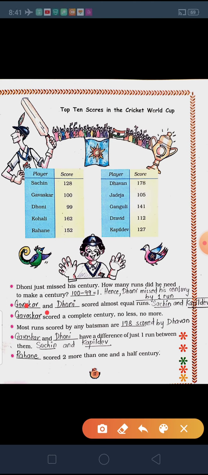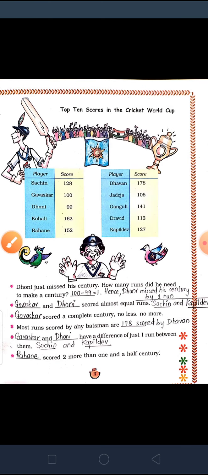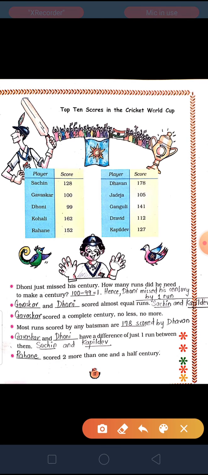Next is: dash and dash scored almost equal runs. Almost equal means nearly, they have a difference of 1 run. As you can see here, Gavaskar made 100 and Dhoni made 99. So they have only a difference of 1 run. So here we can write Gavaskar and Dhoni, and one more answer is suitable. Which one? You can see Sachin and Kapil Dev. Sachin made 128 runs and Kapil Dev made 127 runs. So again there is a difference of only 1 run. So this answer is also right.